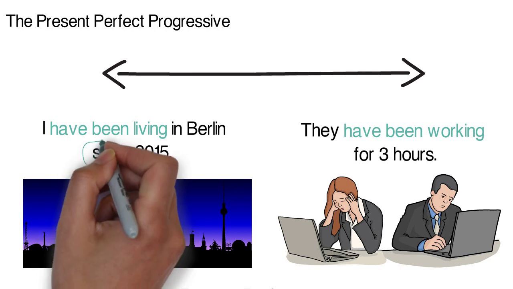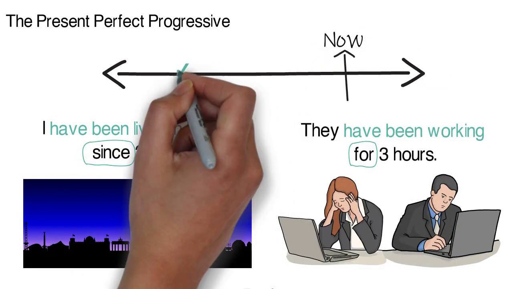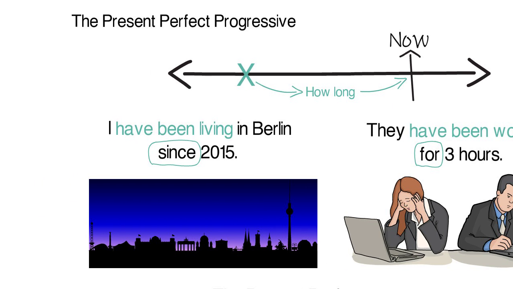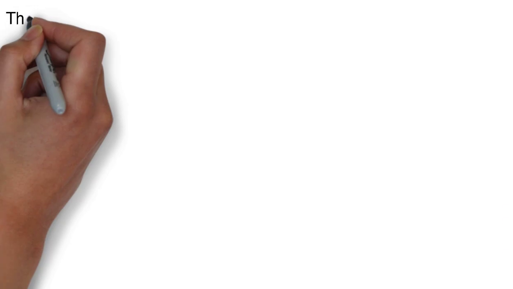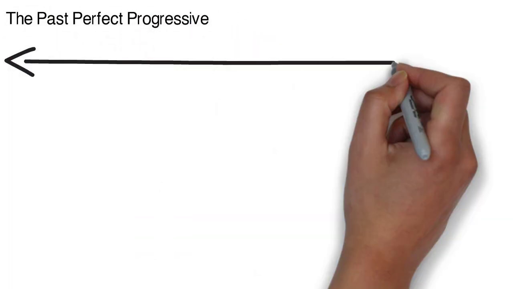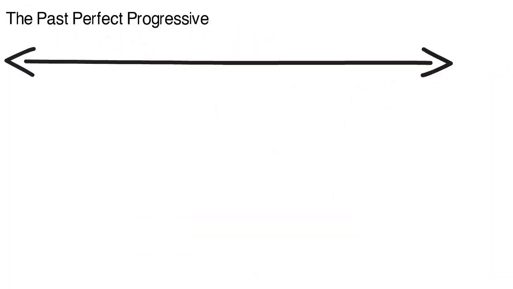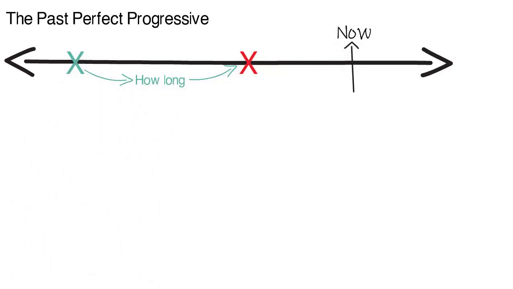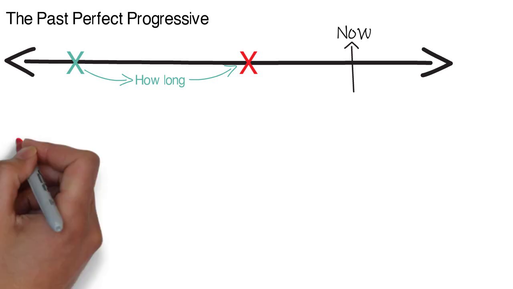In the perfect progressive tenses, we use the words since and for to express how long we have been doing something. All right, on to the past perfect progressive. Just like the previous tense, the focus here is to express how long something took.